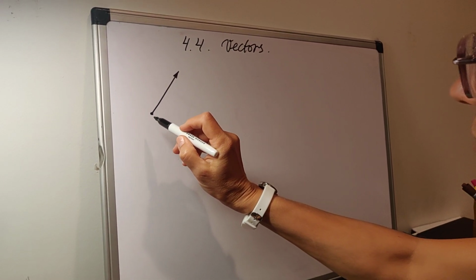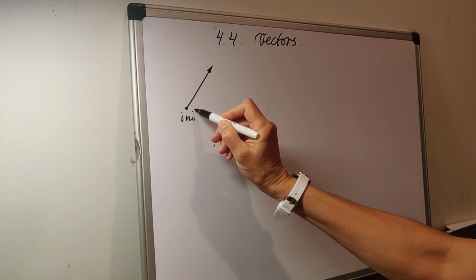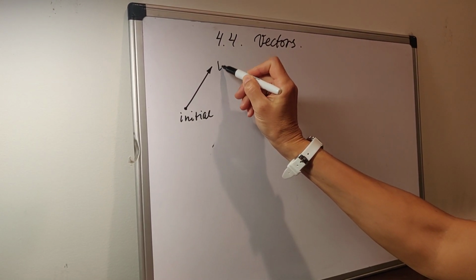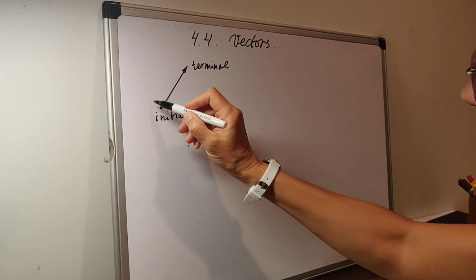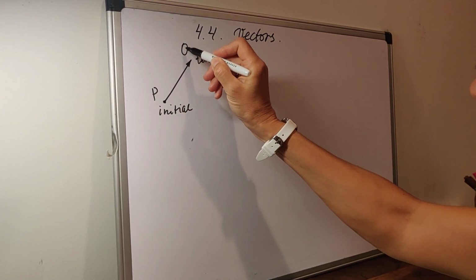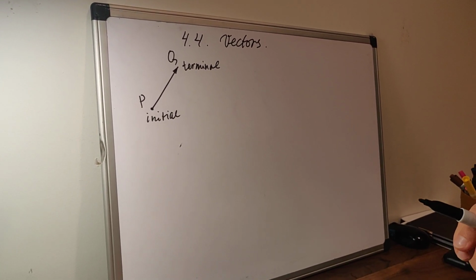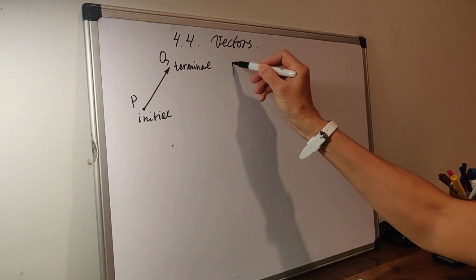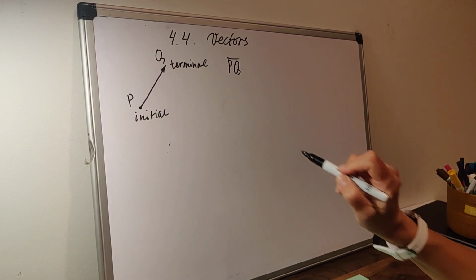This point is called the initial point of the vector, and this one is the terminal point. Usually we put some letters to label the points. For example, I put initial point P and terminal point Q. We're going to write down the vector as PQ, and we're going to put a little bar over it.